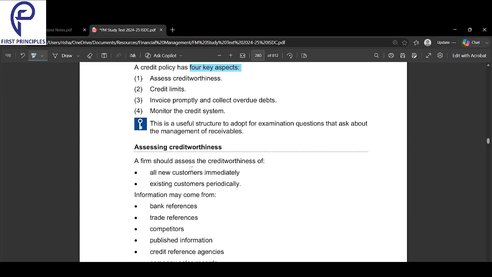Number one, assess the credit worthiness. So before giving credit, assess whether you should give credit or not. Check if your customer can pay. Before giving him money, check if your customer can pay. That is called credit worthiness assessment.